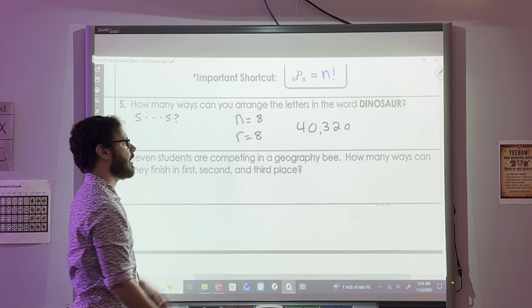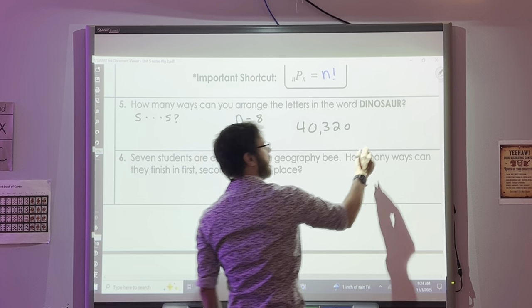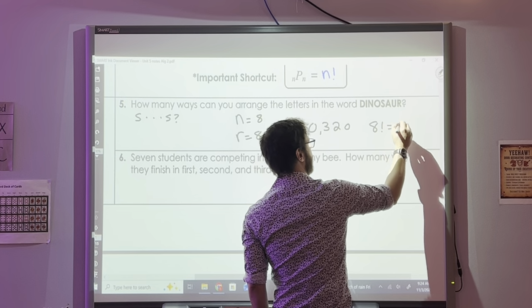And this is the exact same if your N and R are the same, just like this. Okay? It's going to be 8 factorial, and it's going to equal the same thing.